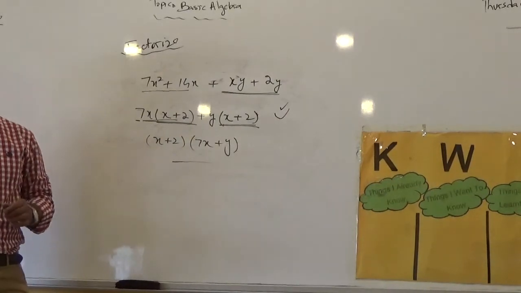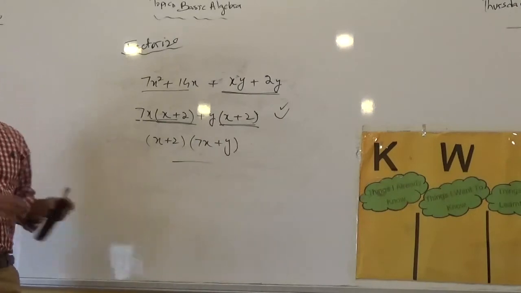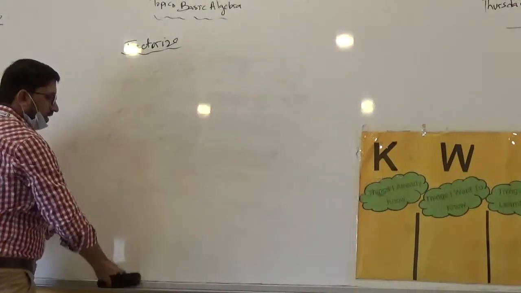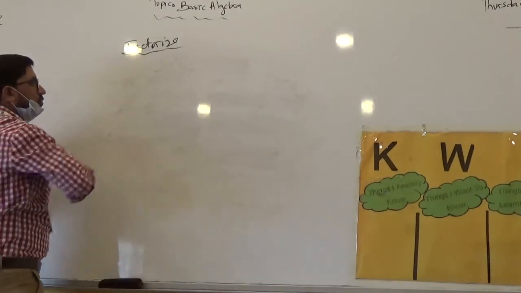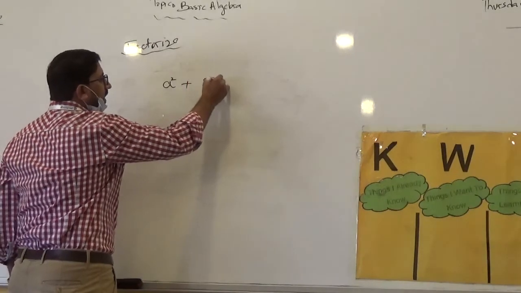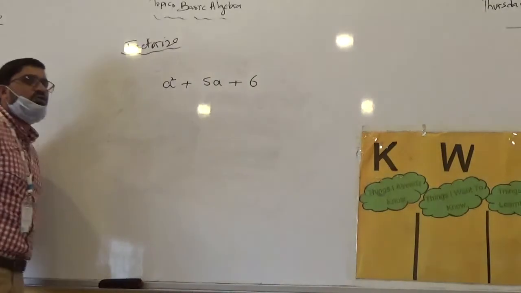Now the final thing, midterm break. Midterm break is for a quadratic expression of degree 2, meaning the power of the variable is 2. Suppose your question is a squared plus 5a plus 6. How would you solve it?